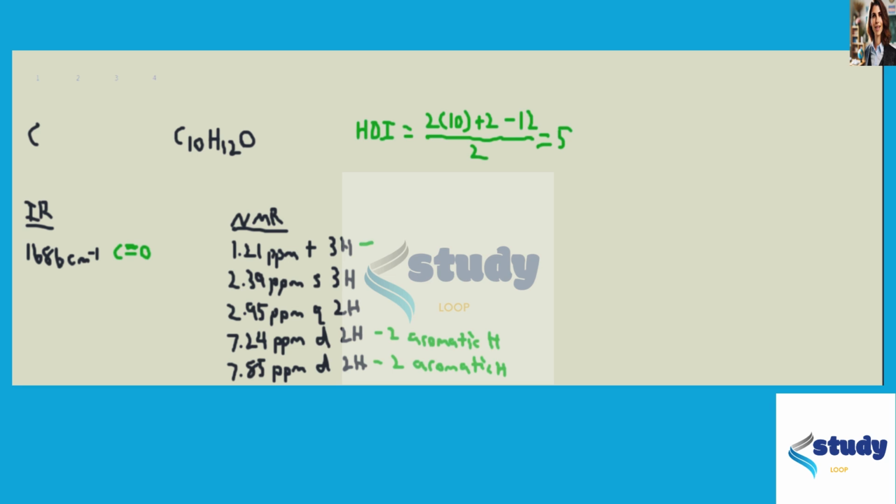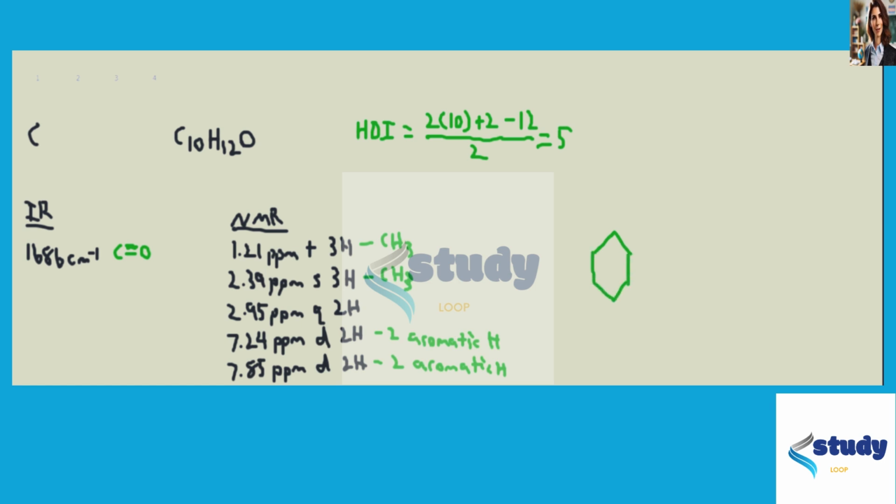So looking back at our NMR, our first signal integrates to 3. It's at 1.21 ppm. It's a triplet. So this is probably a methyl group. Our next signal at 2.39 ppm is a singlet. Also integrates to 3. So this is probably a second methyl group. And this is pretty far downfield for a methyl group. So I'm thinking one of the substitutions on our aromatic ring is just that methyl group.